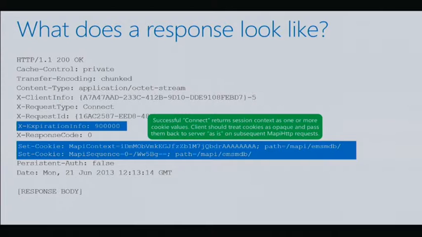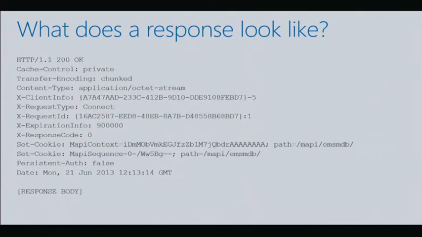The client grabs onto this cookie. If it wants to make subsequent requests for this session context, it just passes the cookie back up to the server. Now, the client should just treat all cookies coming from the Exchange subsystem as opaque. It shouldn't expect a cookie of a particular name. Whatever cookies it gets, it should just squirrel away, associate with that session context, and then replay them all back up to the server. And cookies will come back on every request because the Mappy sequence cookie does change with every request. Okay.